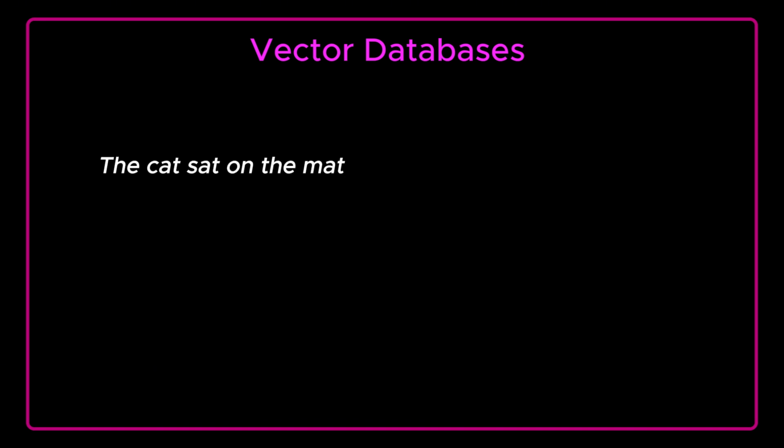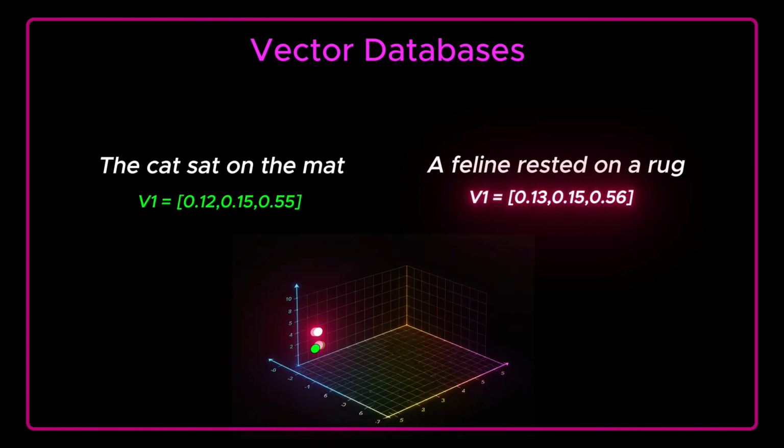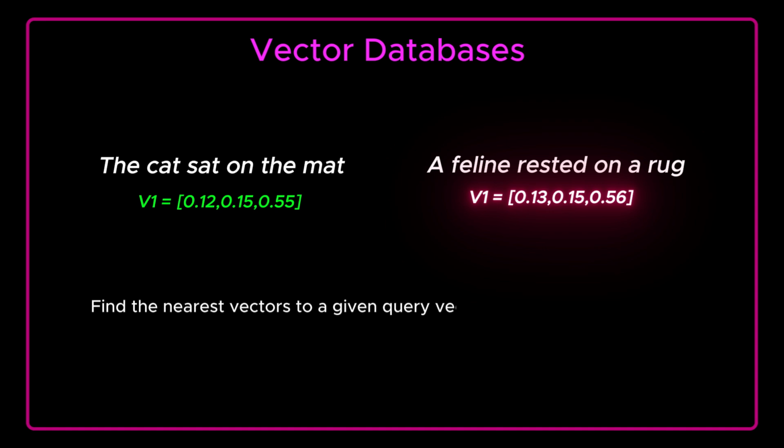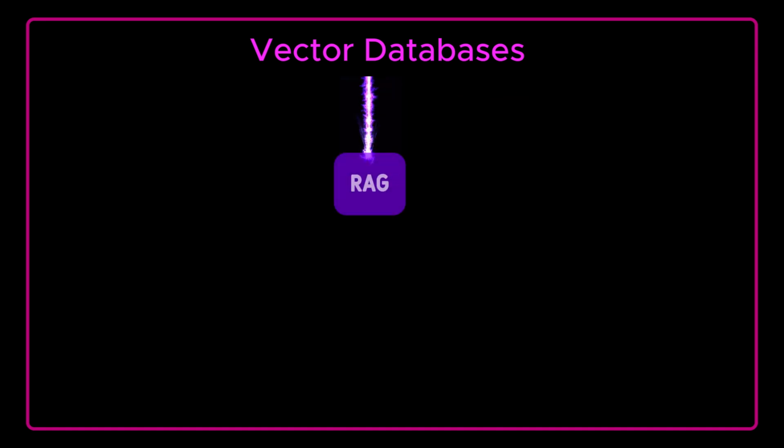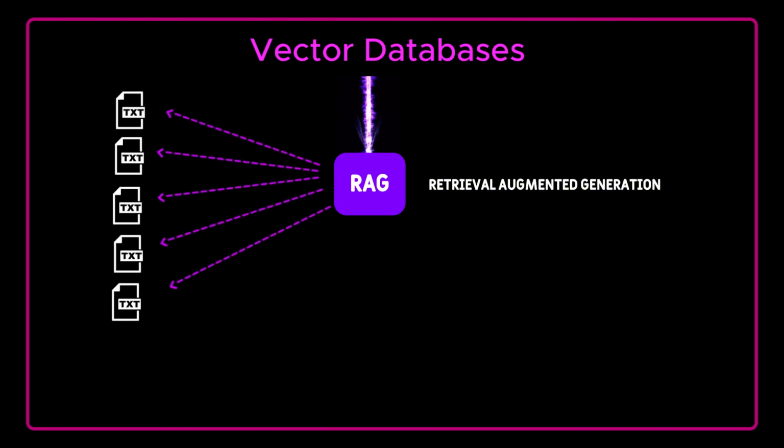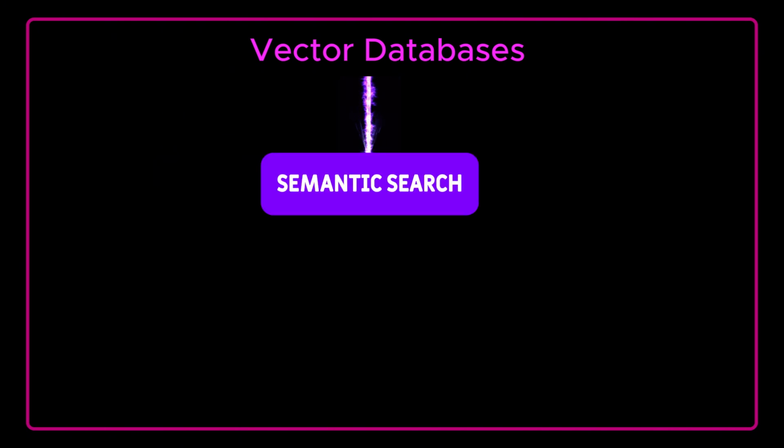For example, the cat sat on the mat and a feline rested on the rug would have vectors that are very close to each other in high dimensional space. Vector databases are built to do one thing insanely well: find the nearest vectors to a given query vector at scale in milliseconds. This is what powers your RAG, that's your retrieval augmented generation, where your AI looks up relevant documents before answering.